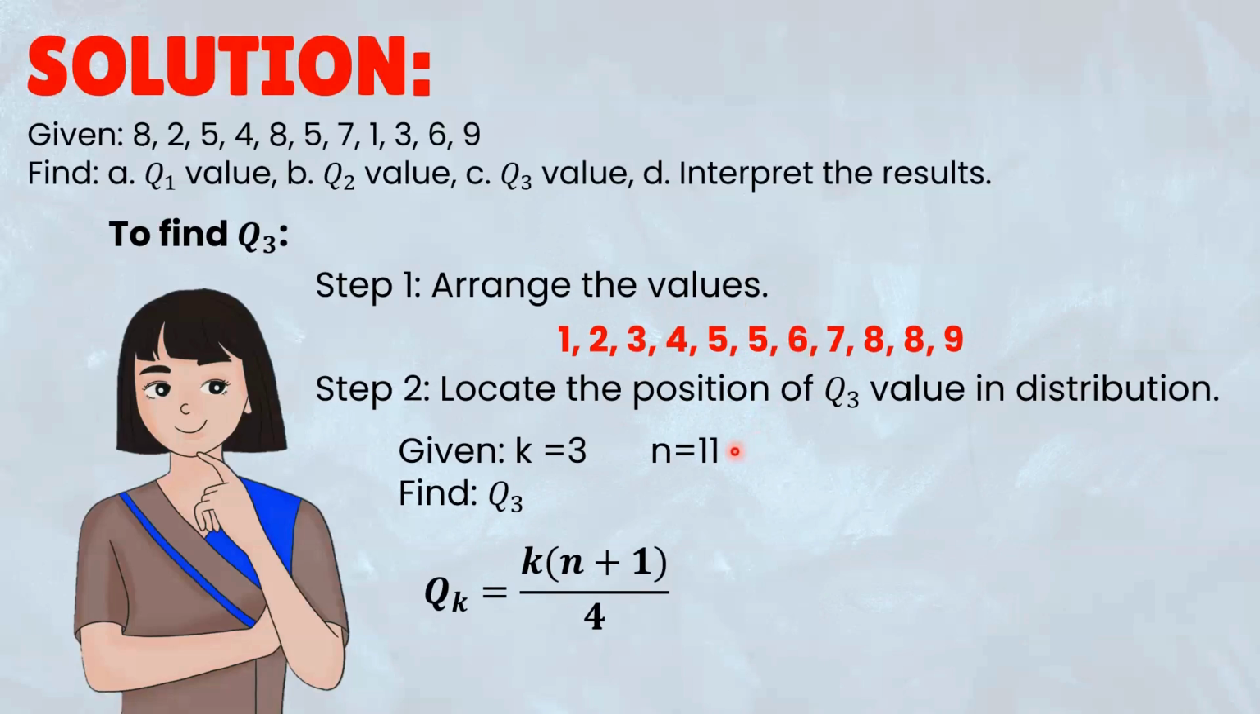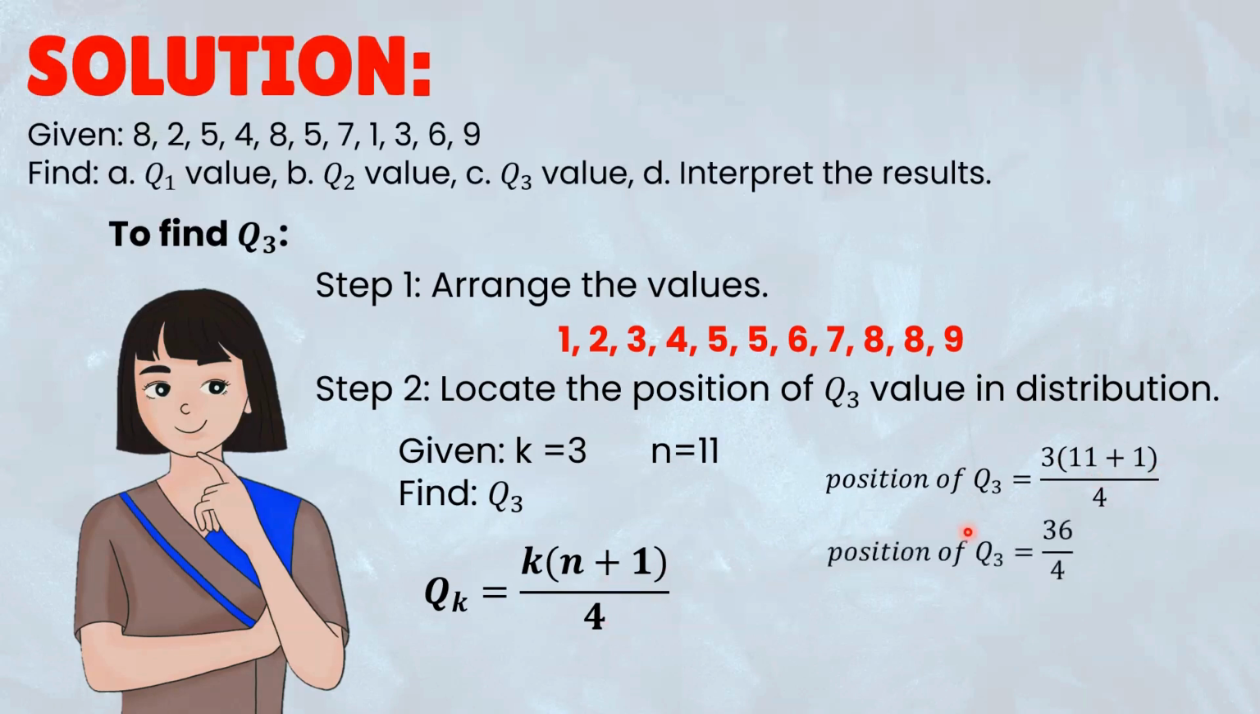We now substitute the given to our formula. Position of quartile 3 is equal to 3, we replace k by 3, times the quantity 11, we replace n by 11, and then we copy the rest of the formula, plus 1 over 4. We perform the operation. So we have 36 divided by 4, that gives us 9. So the Q3 value is located in the 9th position.